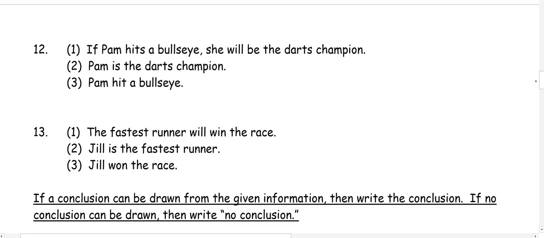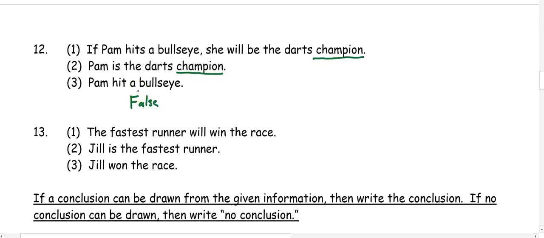Number 12, if Pam hits the bullseye, then she'll be the darts champ. Pam is the darts champ, so Pam hit the bullseye. This statement's false. Just because she's the champion goes with our conclusion. So we don't know why she's the champion. We just know that she is, so this is false. We don't know if she hit a bullseye.